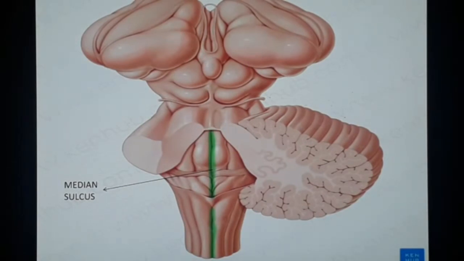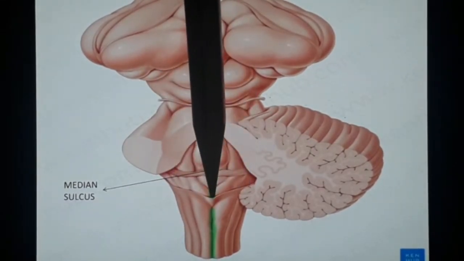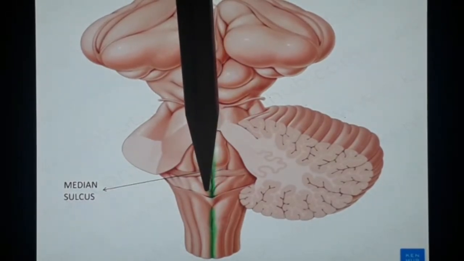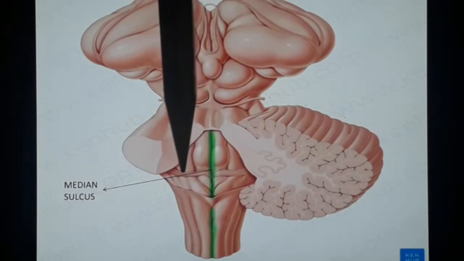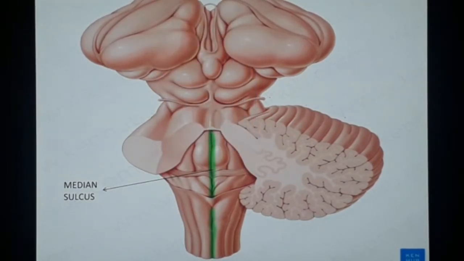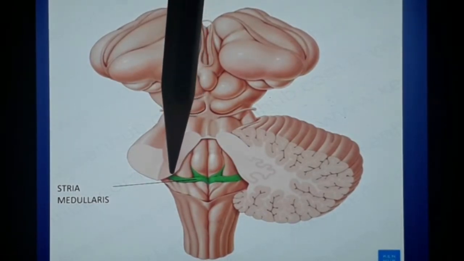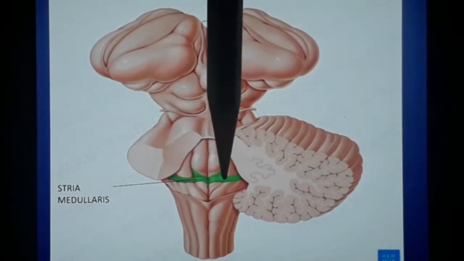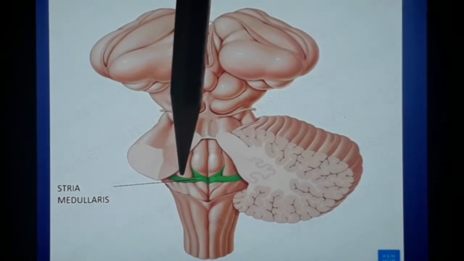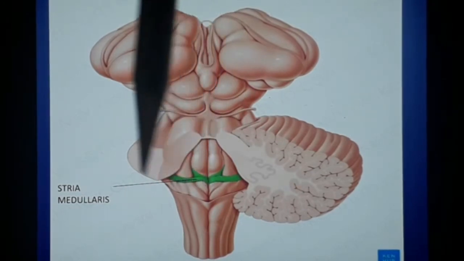Moving on to the features of the floor of the fourth ventricle. The floor is divisible into two equal halves by a deep sulcus known as the median sulcus. This sulcus divides the entire rhomboid fossa into a right half and a left half. There is a thin band of white matter running across the floor of the fourth ventricle, which divides it into two parts: upper triangular part and lower triangular part.